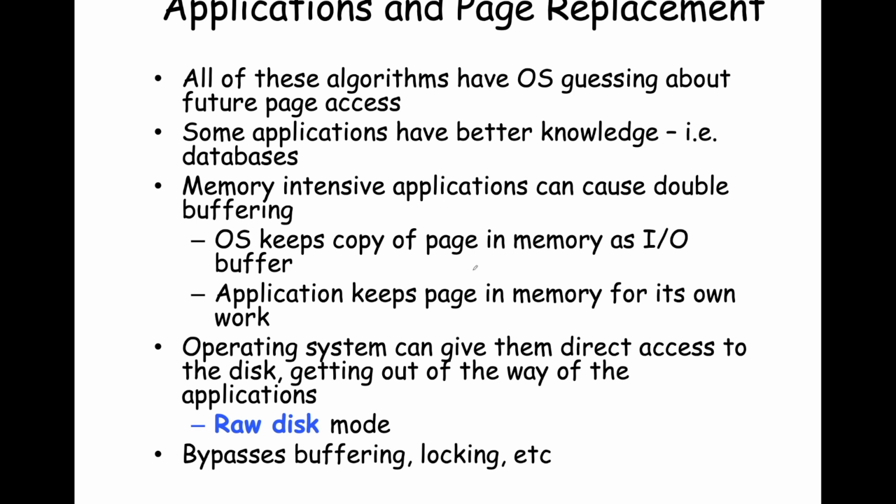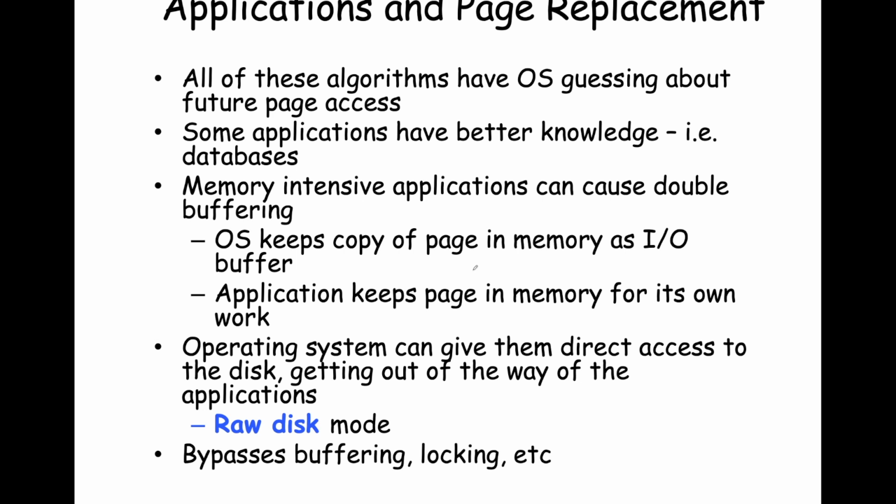Why is this? Well, the operating system keeps pages in memory as it's buffering for I/O from the device buffers, and then the application itself also keeps pages in memory for its own work. So when you have a device buffer to transfer from a disk for a database into memory, the database application keeps it in memory, but it's also in a buffer maintained by the operating system. This leads to double buffering.